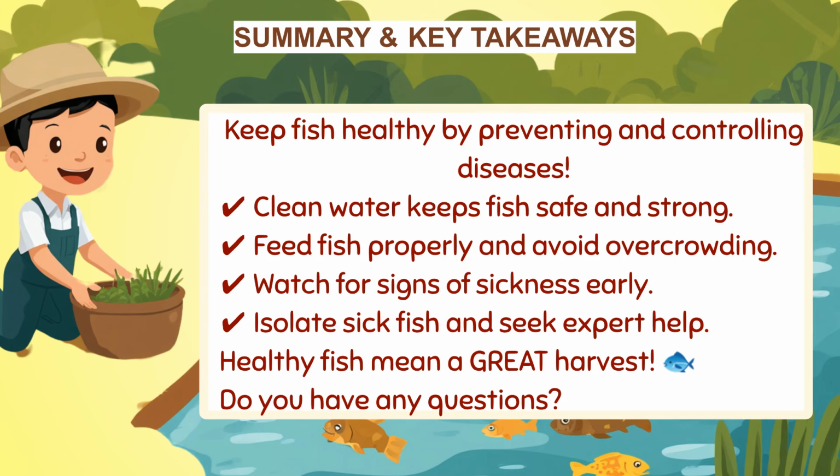Third, watch for signs of sickness early. Pay attention to unusual swimming, changes in color, spots or sores, loss of appetite, and damaged fins or scales. Fourth, if a fish becomes sick, isolate it and seek expert help when needed. Acting quickly can help prevent the disease from spreading to healthy fish. Always remember, healthy fish mean a great harvest. You have learned how to recognize fish diseases, understand their causes, prevent them, and control their spread.